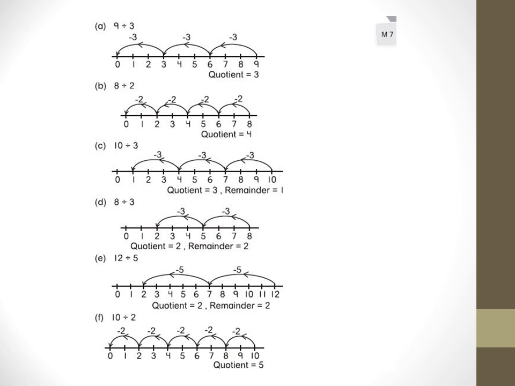Likewise, look at the other answers also. Check if your answers are correct. If they are not correct, do the correct answers. And if still you don't understand, please ask me. I will help you out.